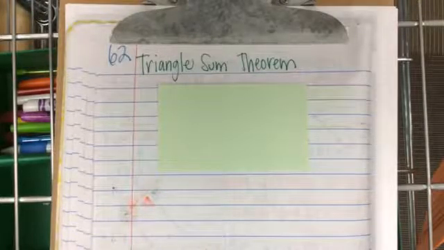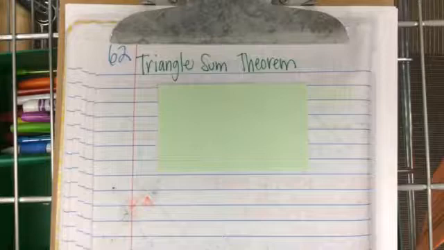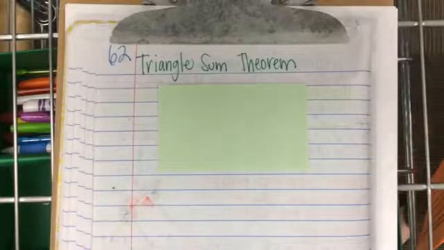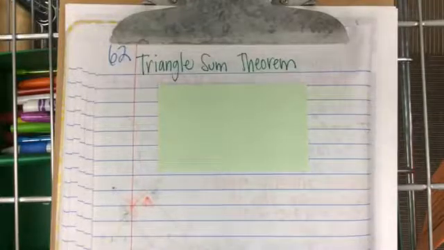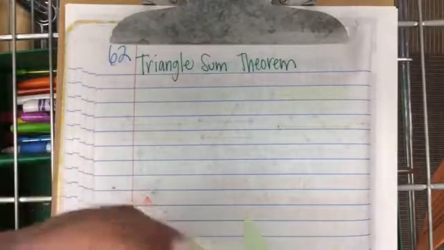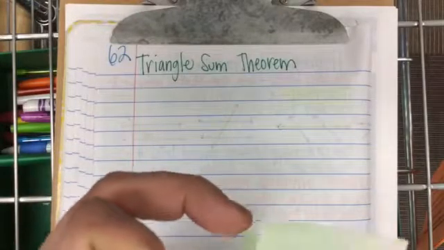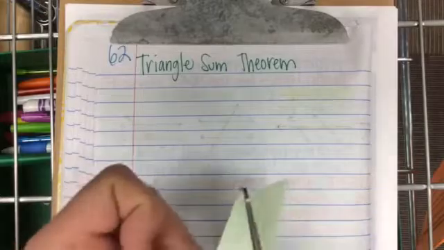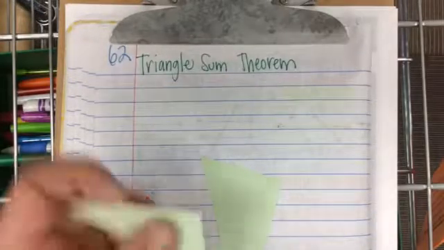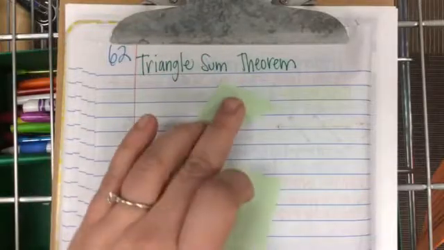But any triangle, if you want to do a right triangle, that's fine, and your partner wants to make a scalene triangle, that's fine. Or you want to make an isosceles triangle. Again, it does not matter what your triangle looks like. Here's my triangle.